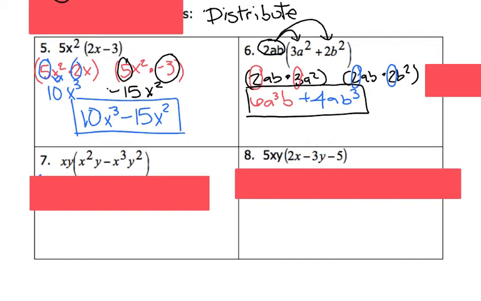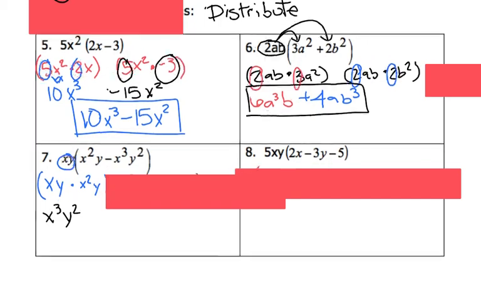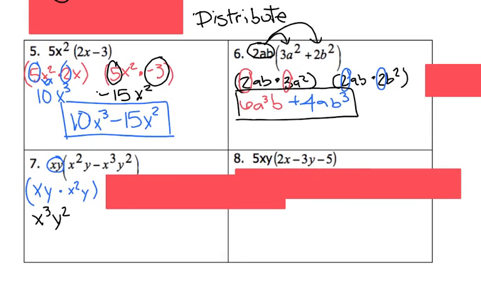Number 7. Again, we're multiplying what's outside the parentheses, which in this case is xy. So two different variables, xy times x squared y. I'm going to write that part first and break that down. x and x squared gives me x cubed. y and y gives me y squared. Then we just multiplied this.